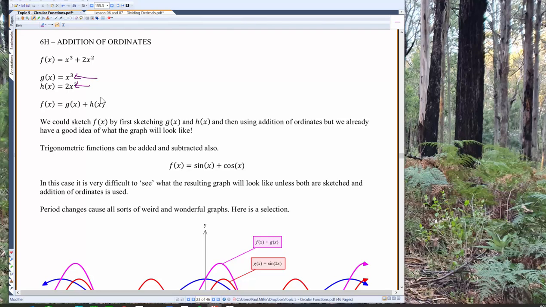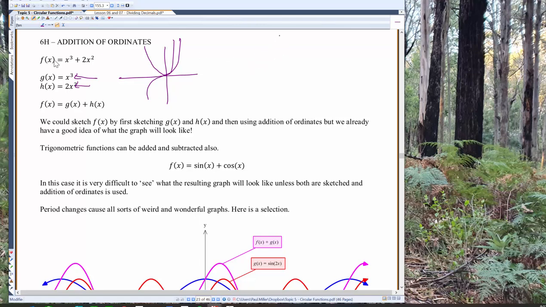And actually, if I really wanted to, I can sketch the graph of f of x by noting that g of x looks like this, and h of x looks like this. And what I could do is use addition of ordinates, that is, add together the y values of the individual functions and produce the resulting graph. Now that's pretty tricky. Even for this function here, it's a little bit tricky.